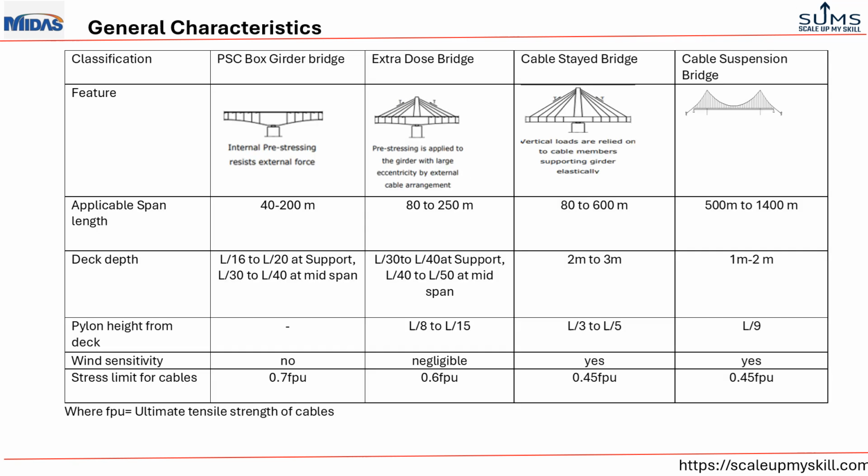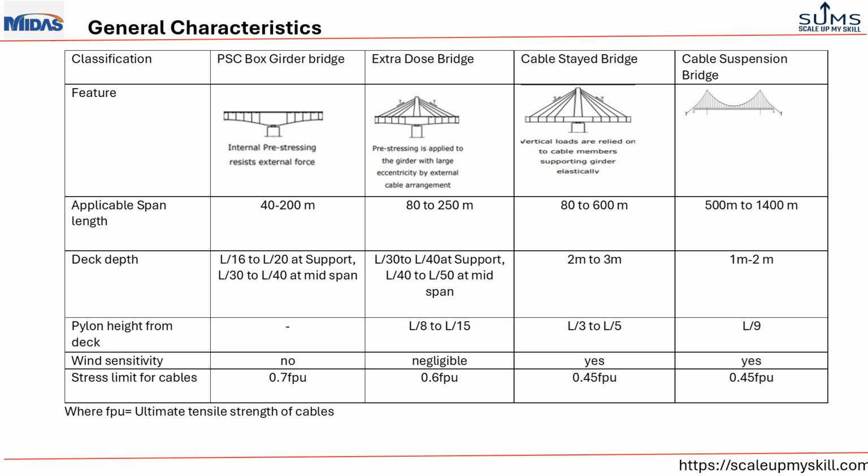bridges. This slide presents the general characteristics of various bridges including PSC box girder bridge, extradosed bridge, cable-stayed bridge, and cable suspension bridge. So let's go one by one. For PSC box girder bridges, the applicable span length for this kind of bridge is from 40 meters to 200 meters using the balanced cantilever method.